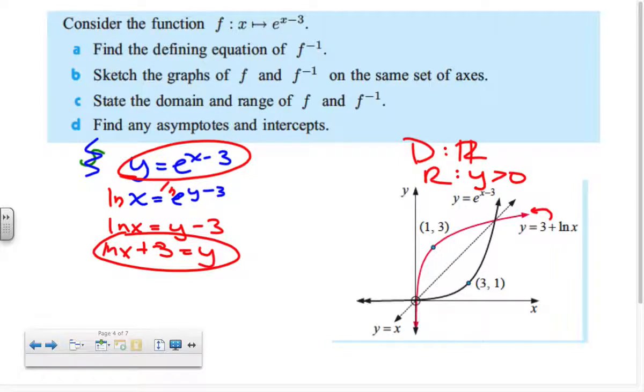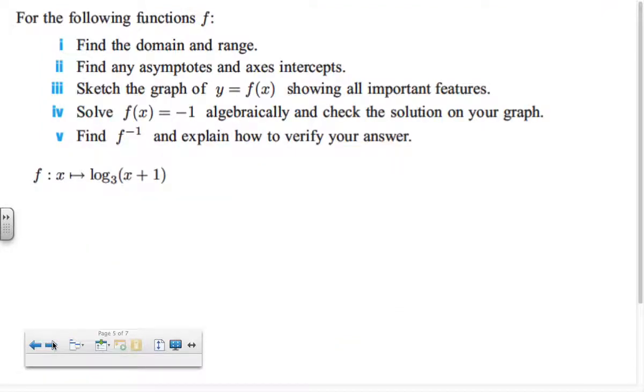All right, moving on. Let's do a couple more examples. I told you this would be long. I'm sorry. All right, so this is a problem directly from your homework. Your homework directions will be just like this. So it says, for the following functions find the domain and range, find any asymptotes and x-intercepts, sketch the graph of y equals f of x showing all important features.